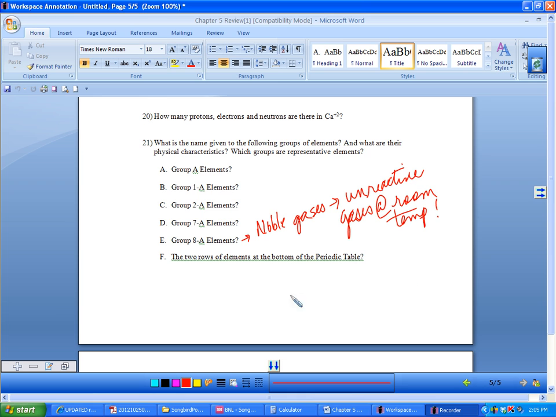That's about it. Okay, the two rows of elements at the bottom of the periodic table, I call those the rare earth elements. They're also called transition metals. Let me call those inner transition metals.